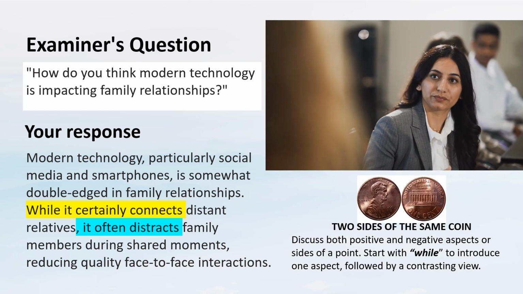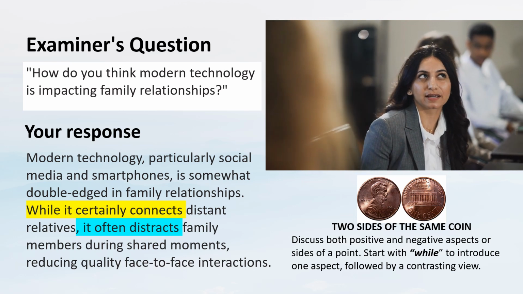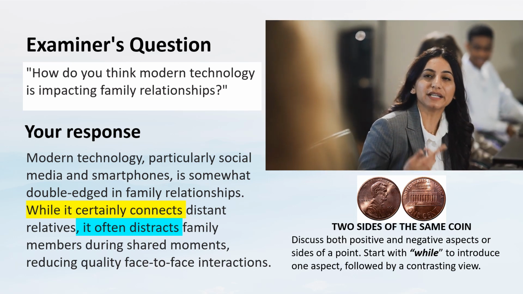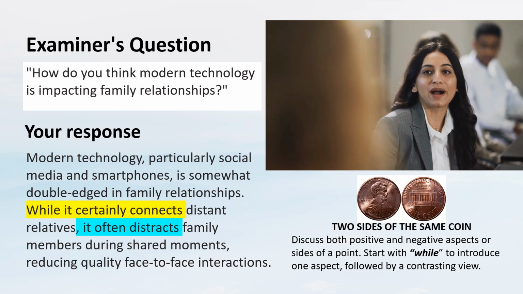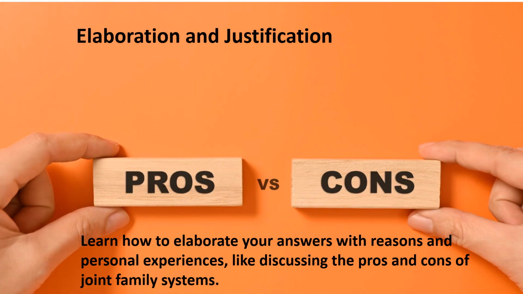Critical thinking involves speaking about the two sides of the same coin. This means discussing both positive and negative aspects or sides of a point. Start with "while" to introduce one aspect, followed by a contrasting view. Learn how to elaborate your answers with reasons and personal experiences, like discussing the pros and cons of joint family systems.